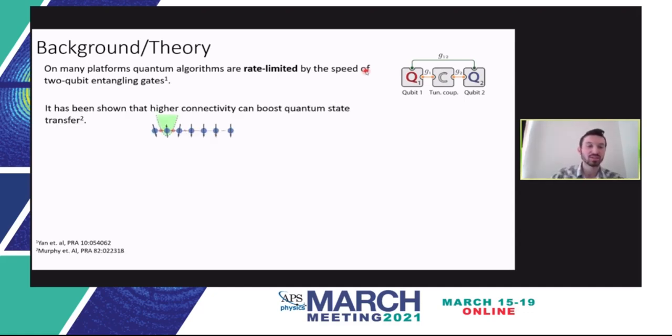Again, this was just another study by Murphy and collaborators, where if you have a spin chain, you want to move a state from one side to the other, and you have a mediating magnetic field that creates that spin interaction. The wider you make that magnetic field, the faster you can transfer the spin from one side to the other. And that's another motivation. We want to see if we can harness that for generating entangled states.